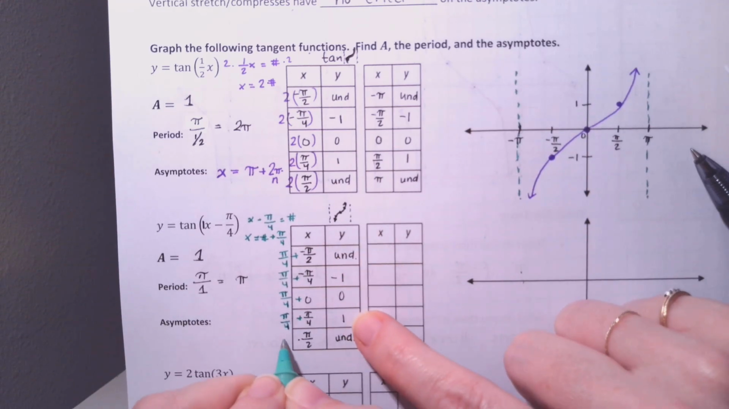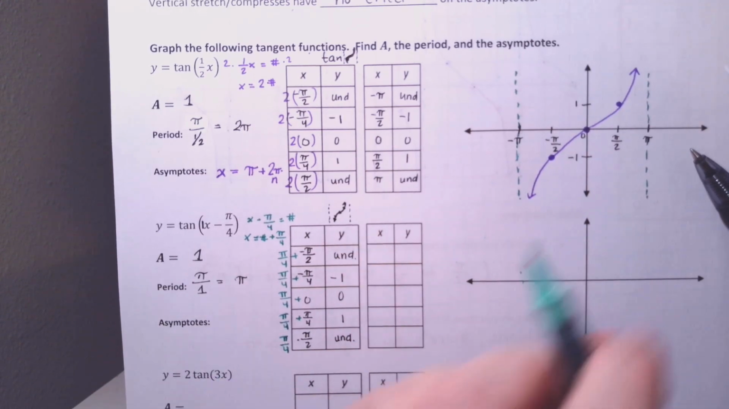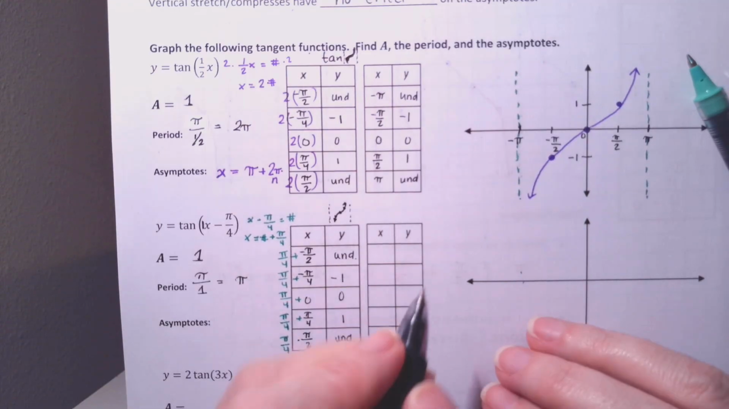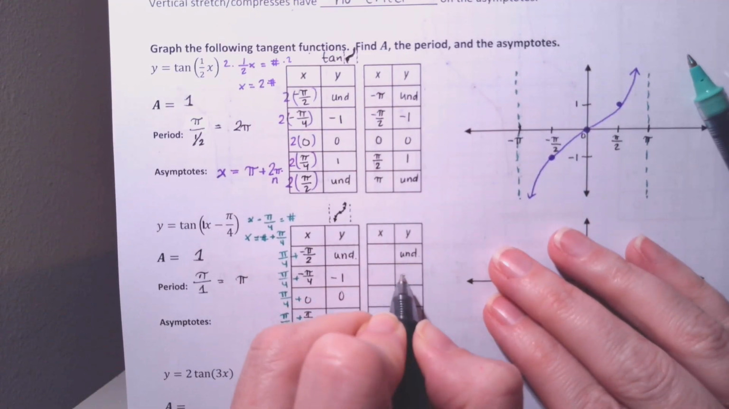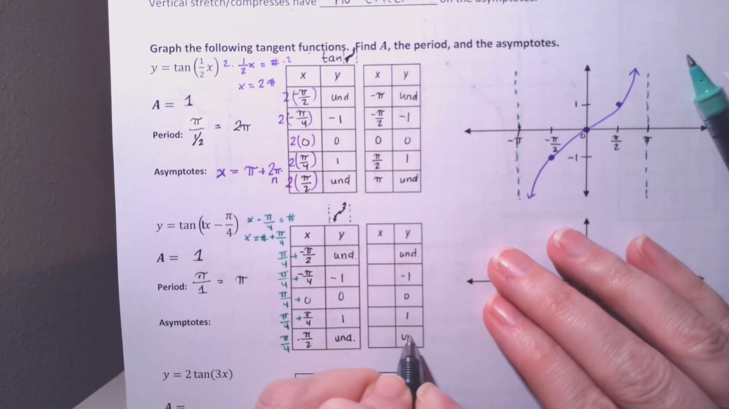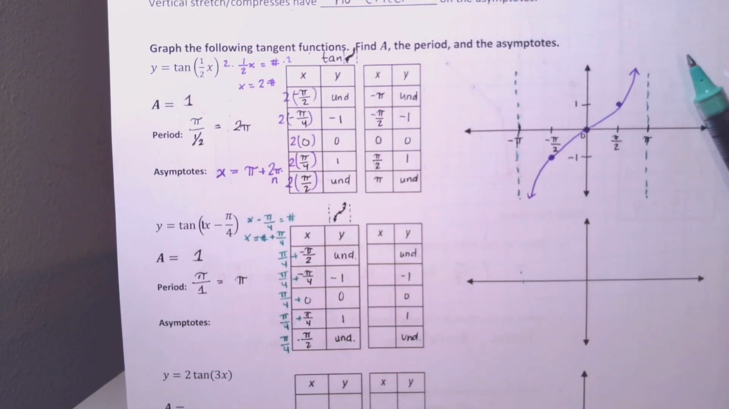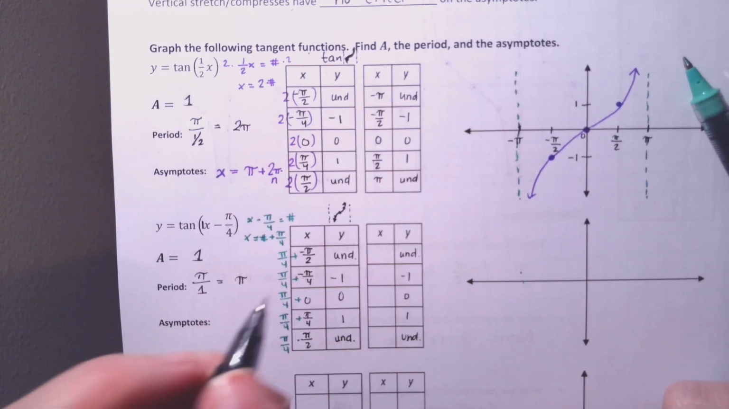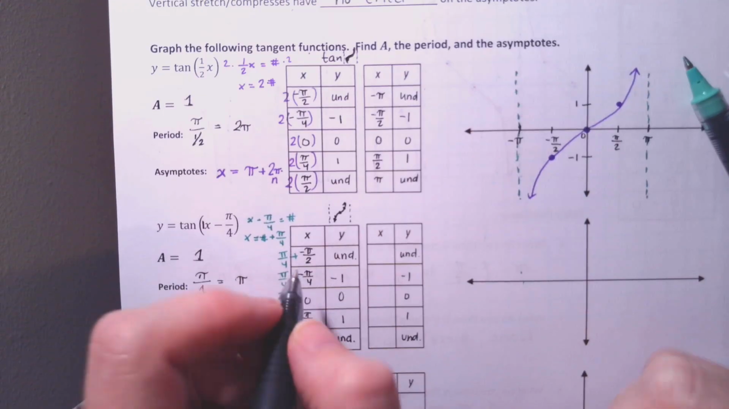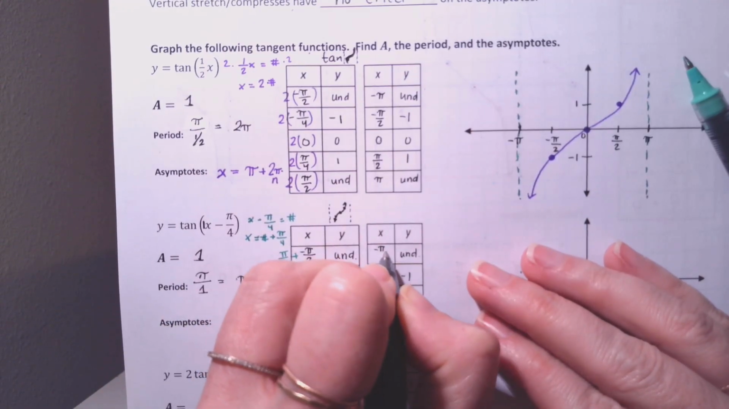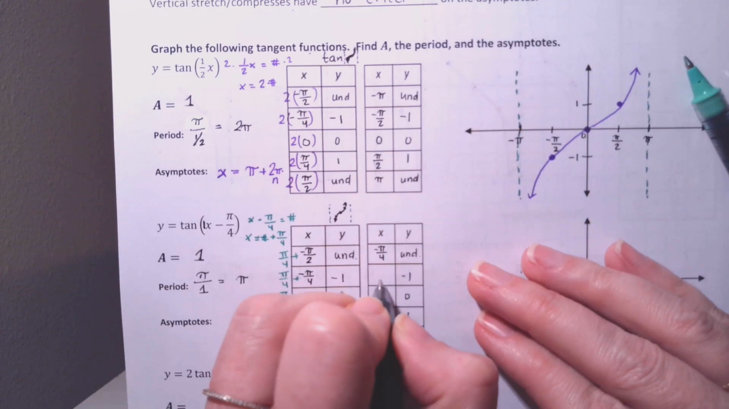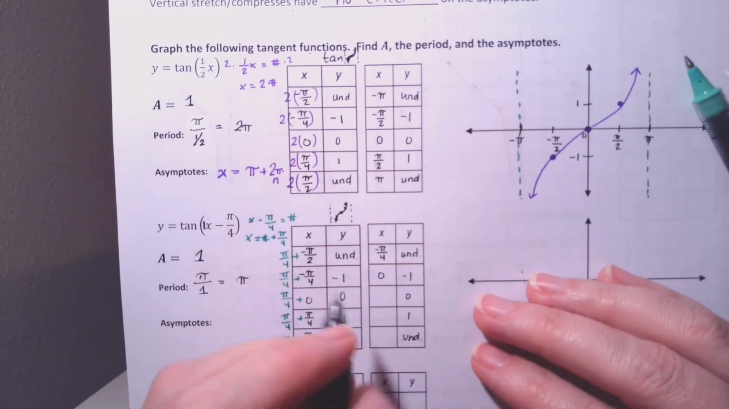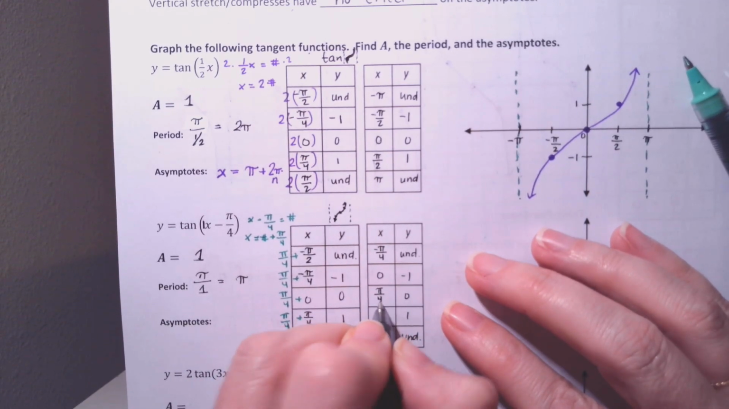And then there were no changes in our y's, so I'm going to leave those just like they are. Undefined, negative 1, 0, 1, undefined. And then let's adjust those x values. And again, once we figure out the pattern, we can just fill in what the pattern is and not have to worry about doing the actual calculations. Pi over 4 plus negative pi over 2, if you add those together, that would be negative pi over 4. And then pi over 4 plus negative pi over 4 is 0. Pi over 4 plus 0 is pi over 4. So you can actually see the pattern here.